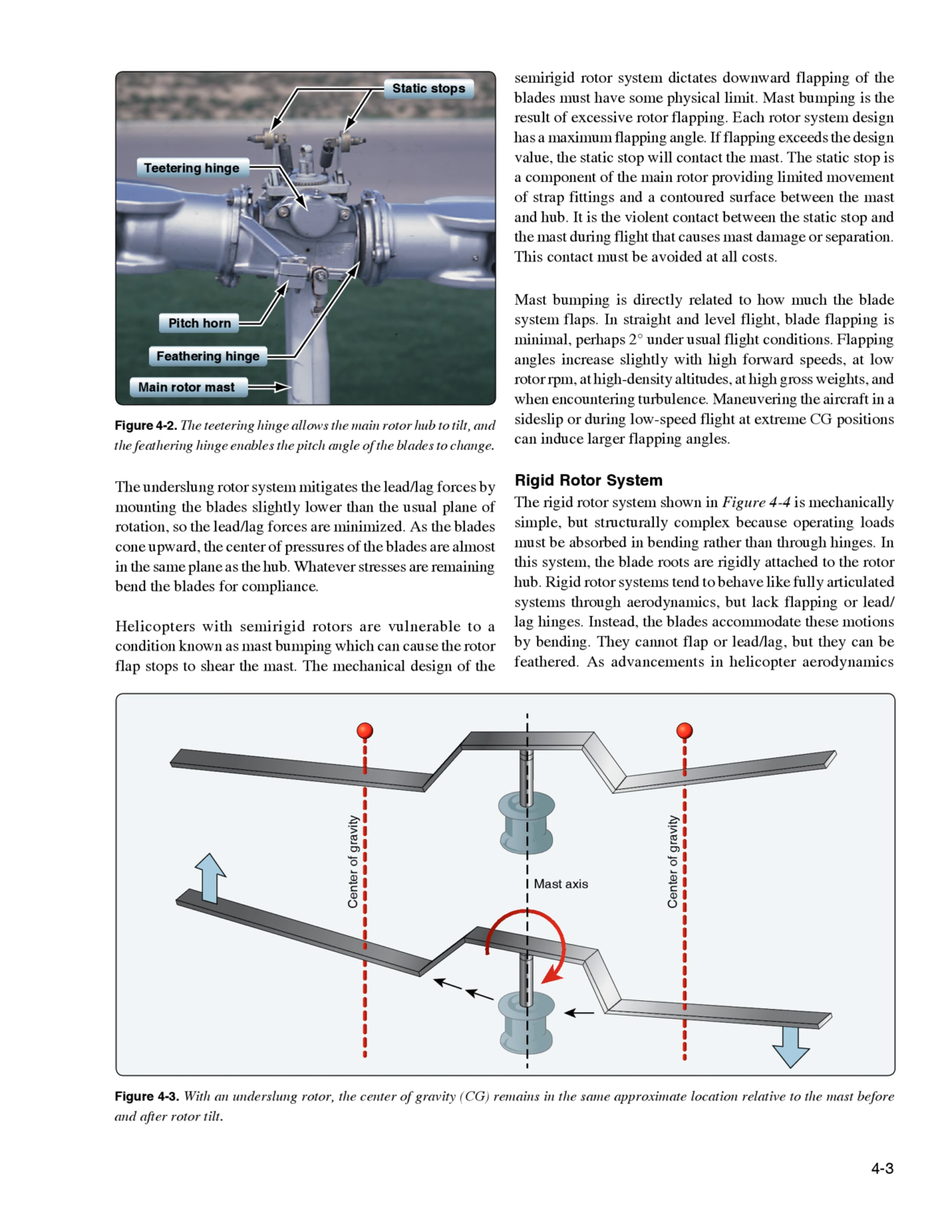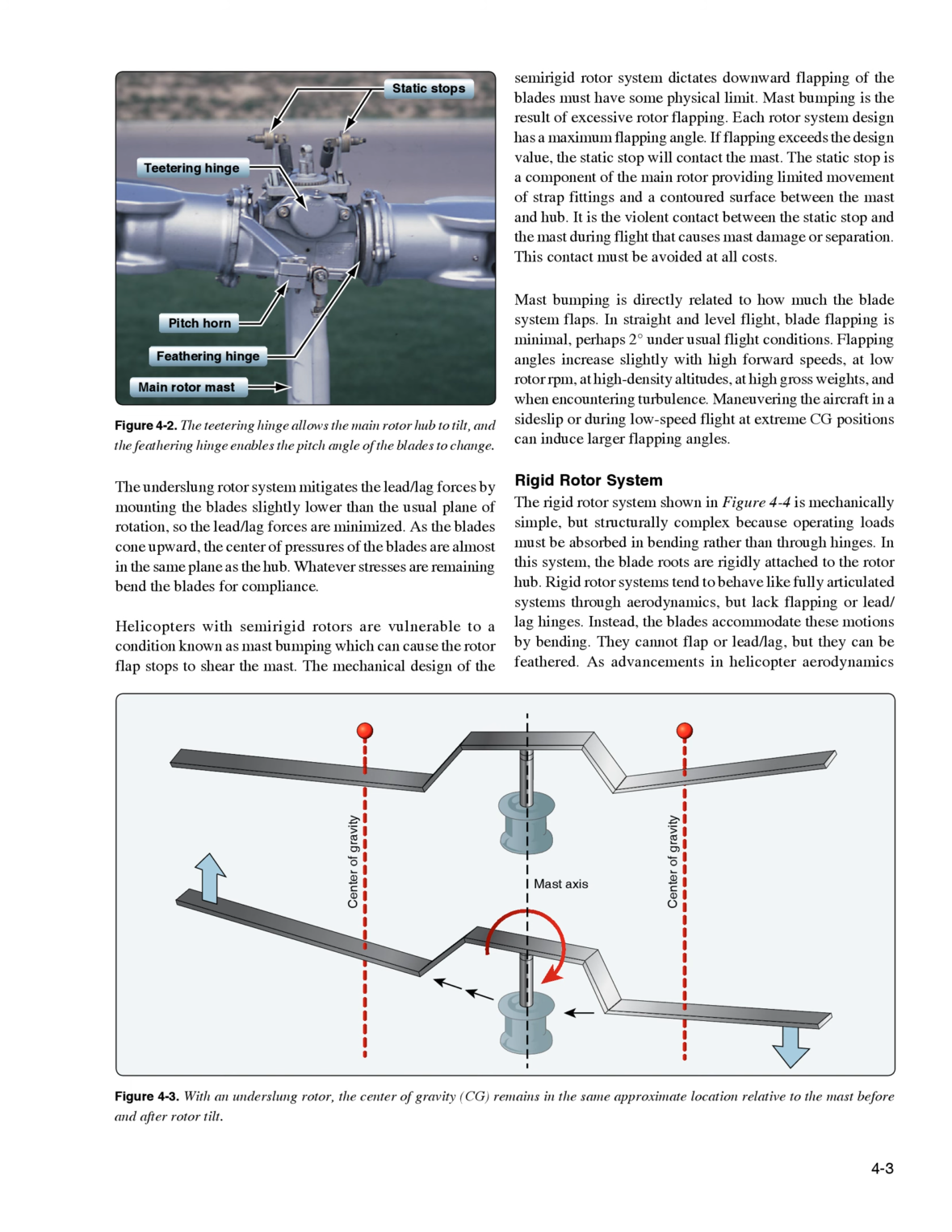Helicopters with semi-rigid rotors are vulnerable to a condition known as mast bumping, which can cause the rotor flap stops to shear the mast. The mechanical design of the semi-rigid rotor system dictates downward flapping of the blades must have some physical limit. Mast bumping is the result of excessive rotor flapping. Each rotor system design has a maximum flapping angle. If flapping exceeds the design value, the static stop will contact the mast.